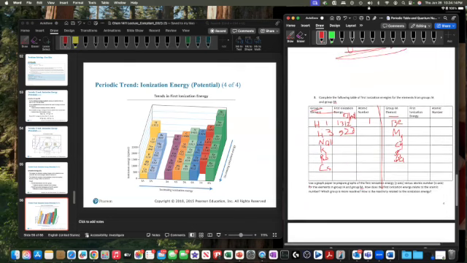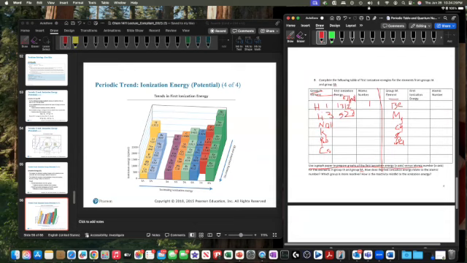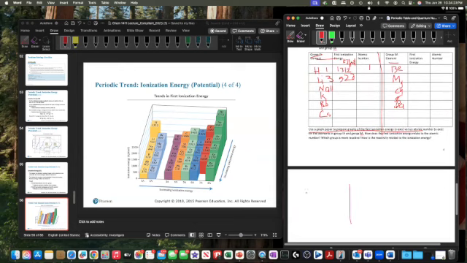You're going to then prepare a graph with ionization energy on the y-axis and atomic number on the x-axis. Now you can combine the two of them on one graph if you want, or you can draw them in separate graphs. Okay. And then you want to talk about how the ionization energy relates to atomic number. You see the trend. I want you to tell me what the trend is.